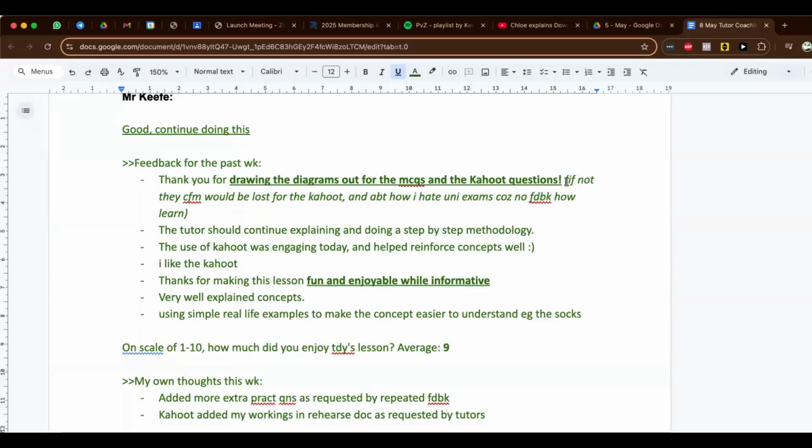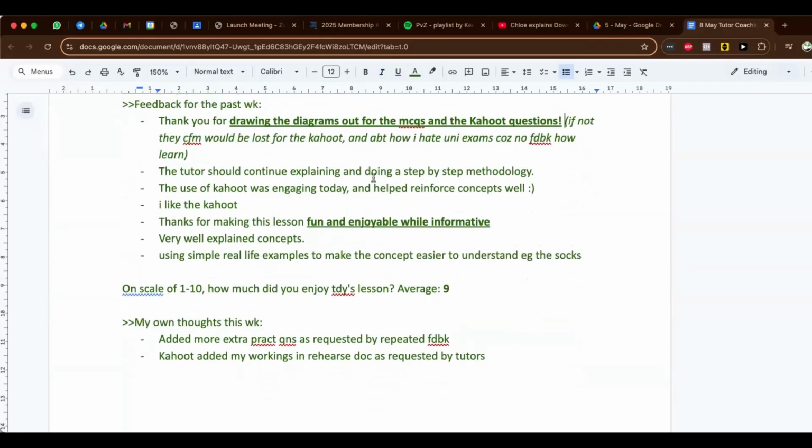So it's just testing to see, okay, do you pass or fail? All right, you pass, good job. But it's not about making you learn. So yeah, I absolutely hate that about the uni exam system, which is what I don't want to do to the students. Okay. Then next thing is a lot of people say they like the Kahoot, and someone said fun and enjoyable while informative.